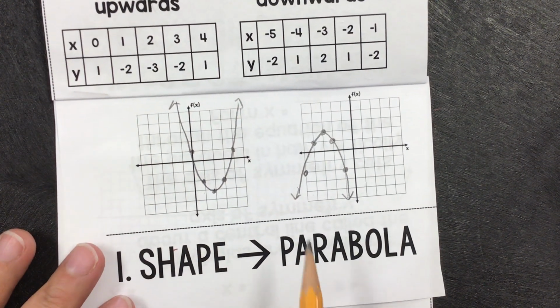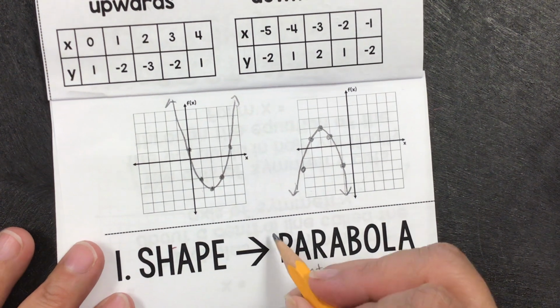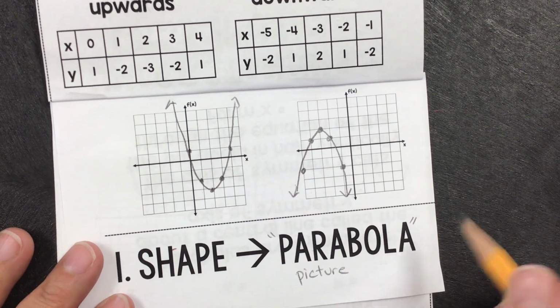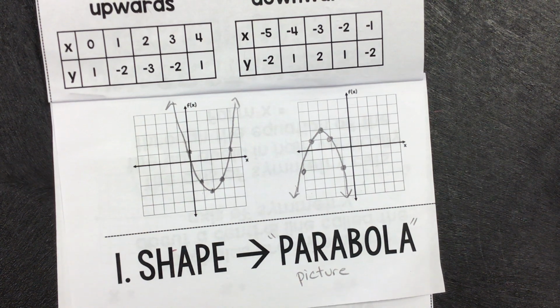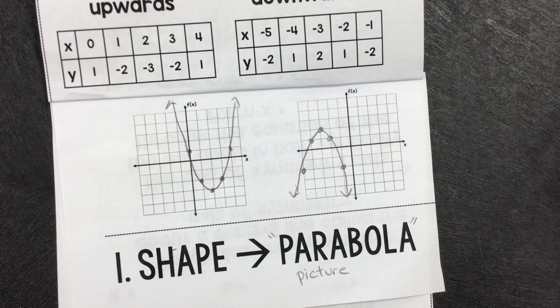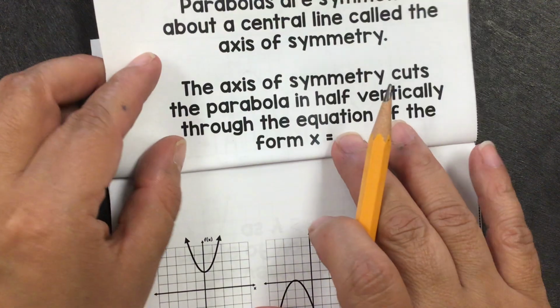So anytime you are looking at the picture, it's called a parabola. The equation for these are still called quadratics, but its picture is called a parabola. All right, let's keep going.